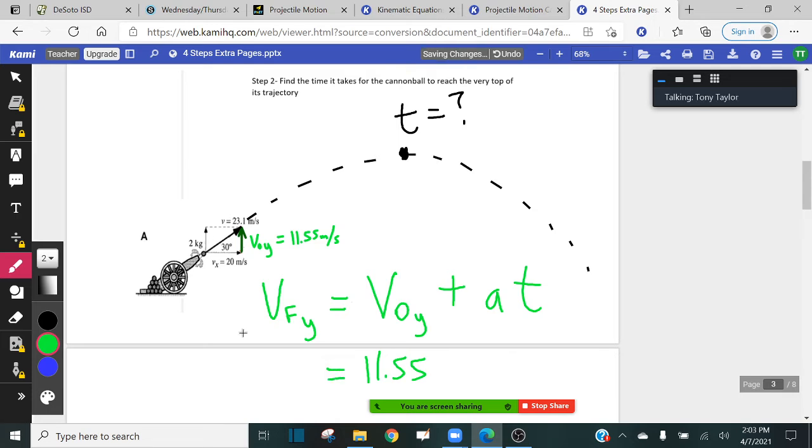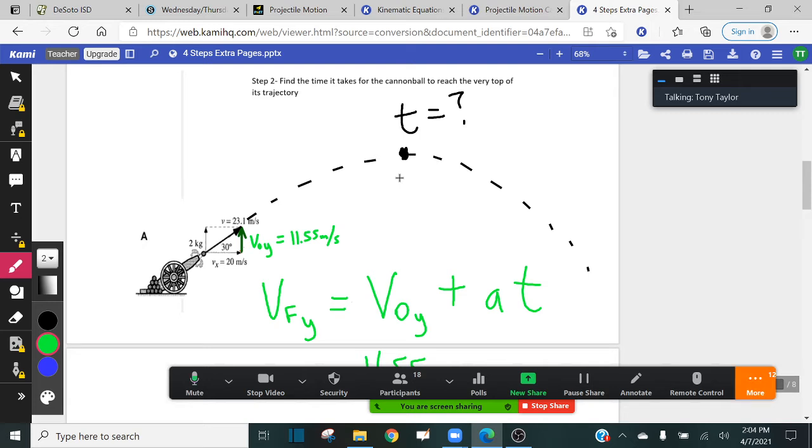Can someone tell me what is the final velocity in the y direction at the very top? So guys, think logically here. If you take a cannonball and shoot it straight up, focusing solely on the y direction, it's going to come out the cannon and slow down until it reaches the very top. So what is the velocity at the very top of its path? Thank you, Iman. It's just 0.